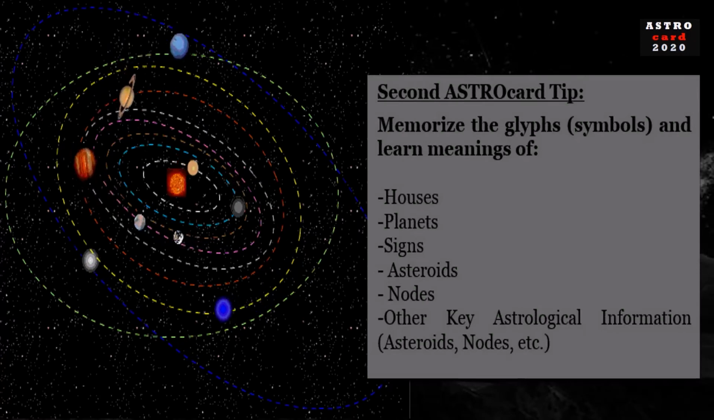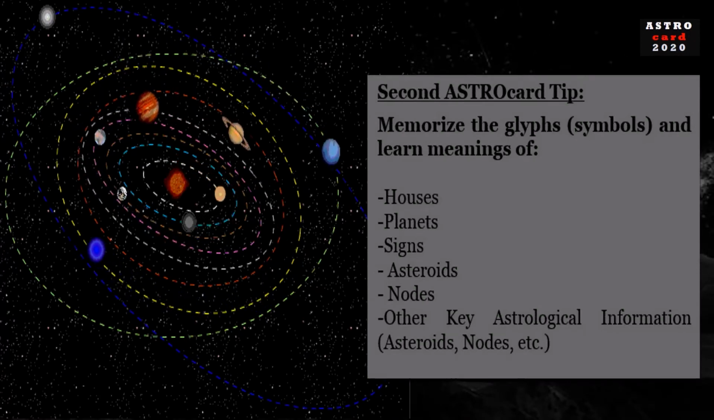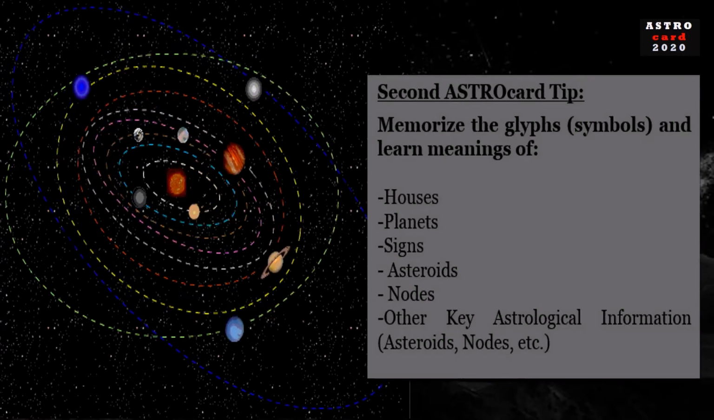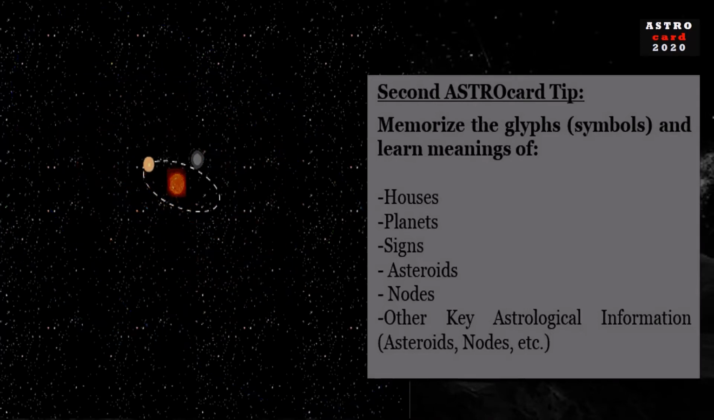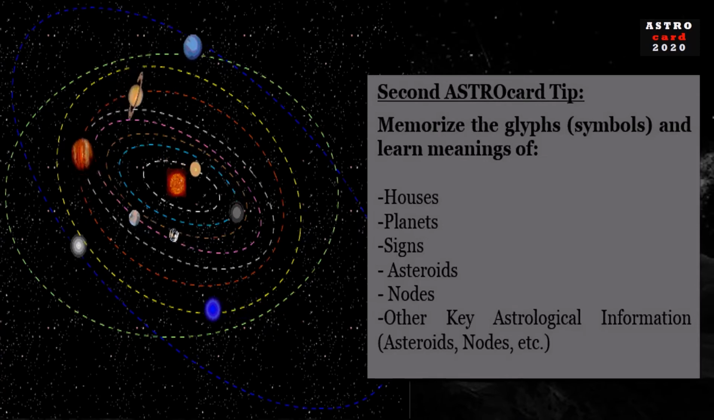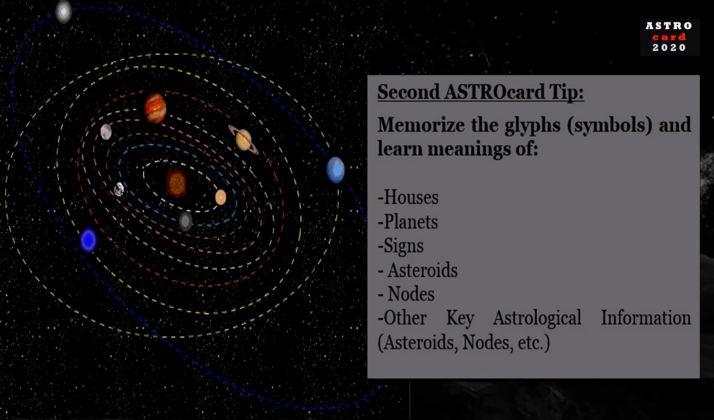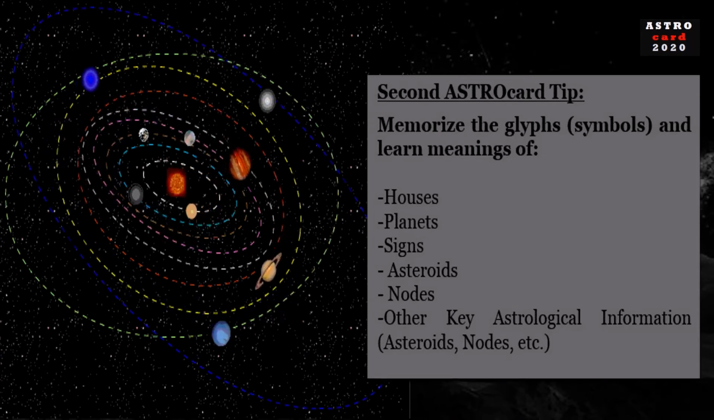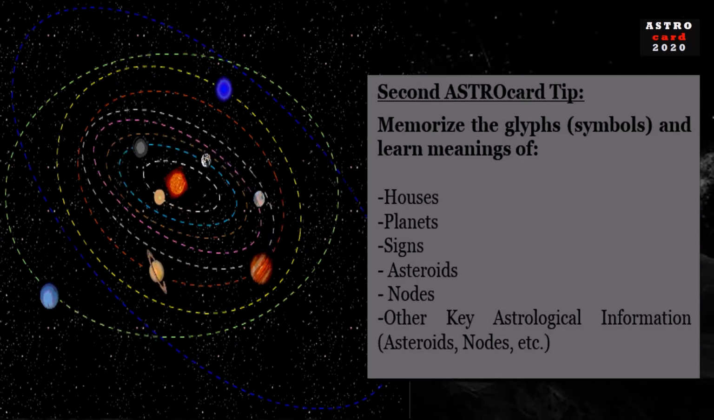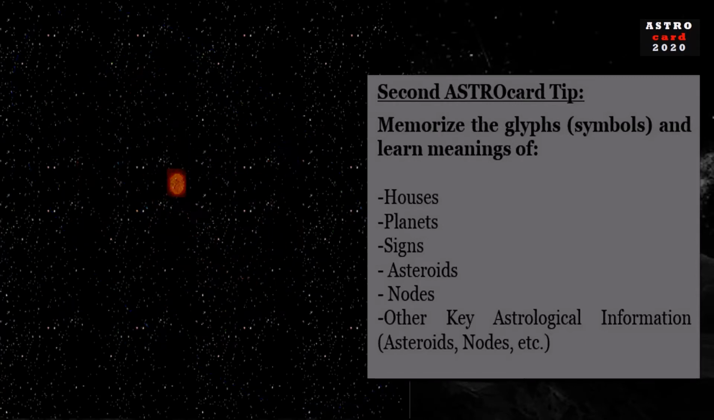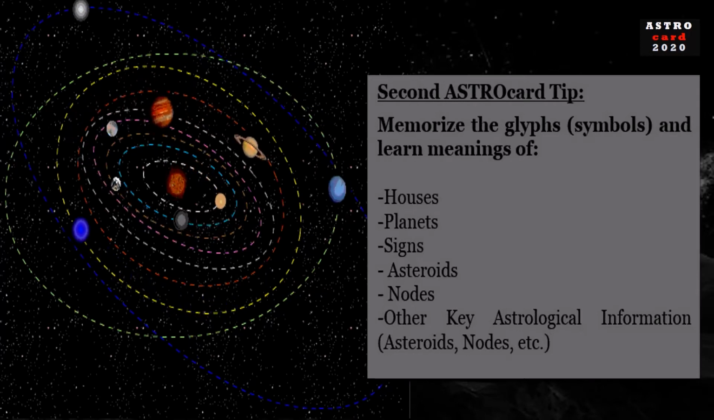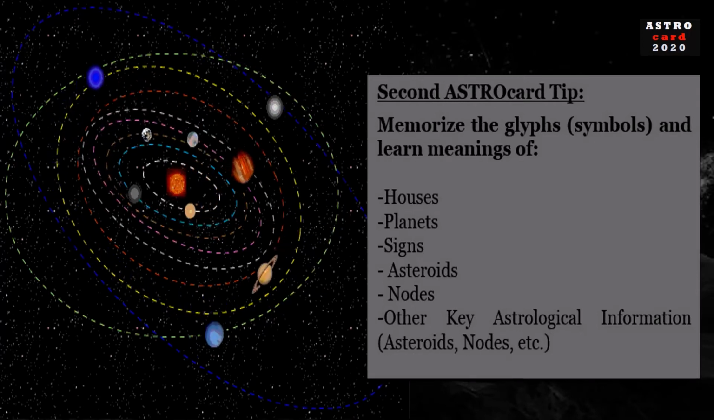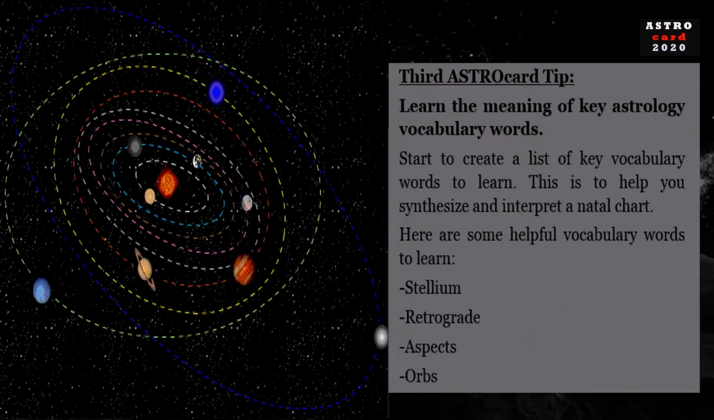Second ASTROcard tip, memorize the glyphs, symbols, and learn the meanings of the houses, planets, signs, asteroids, nodes, and other astrological information. You can find all these terms in the ASTROcard Symbols Flashcard set. Glyphs are simply the symbols and how it looks like. So for zodiac signs, there's glyphs, aka symbols. For the planets, there are glyphs.